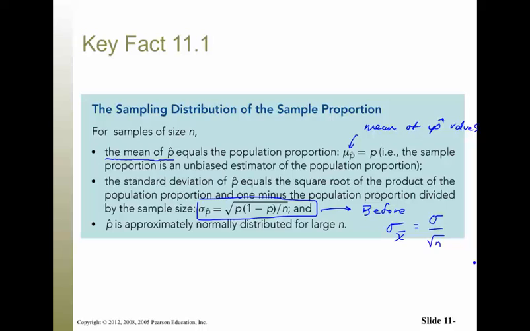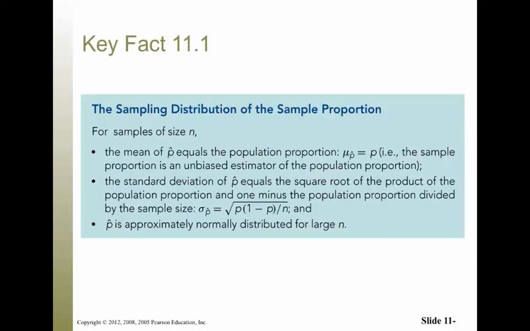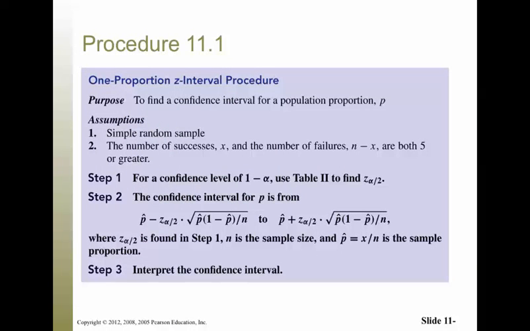But now we're looking at the sample proportion and looking at that distribution. We like this because we're nice and familiar with the normal distribution. So the p hat distribution is approximately normally distributed when n is large. Since it's normal, we can use our z-scores.